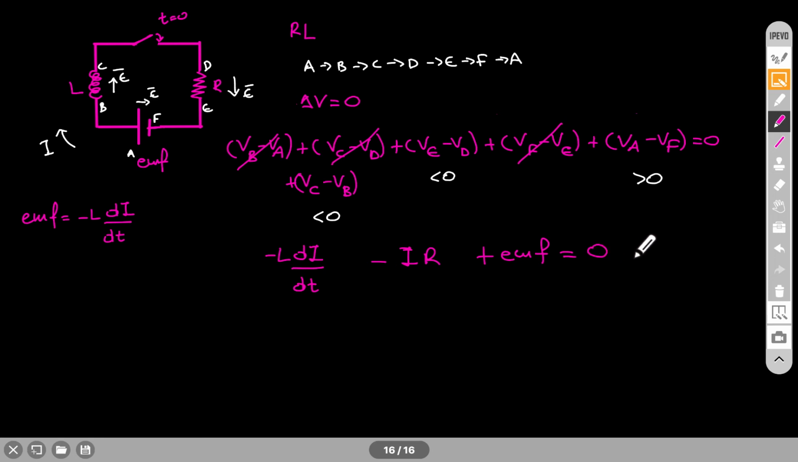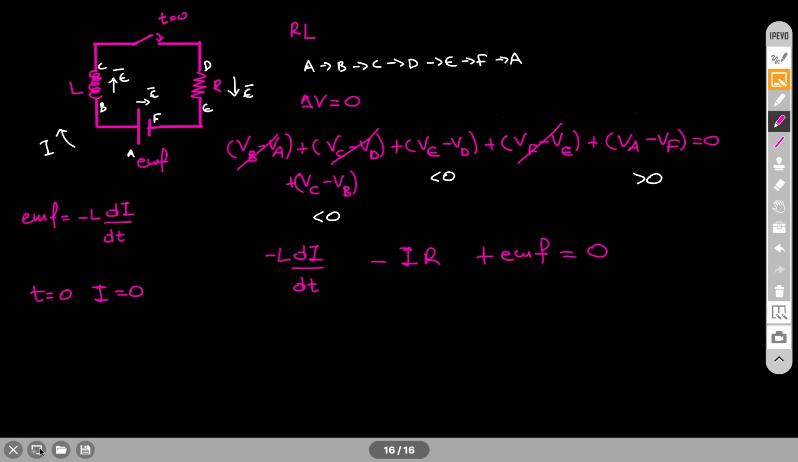Now here I have a differential equation where the current is my unknown. I do know that at t equals 0, the current starts at 0. Now I need to solve this differential equation and find the current that flows in the circuit.